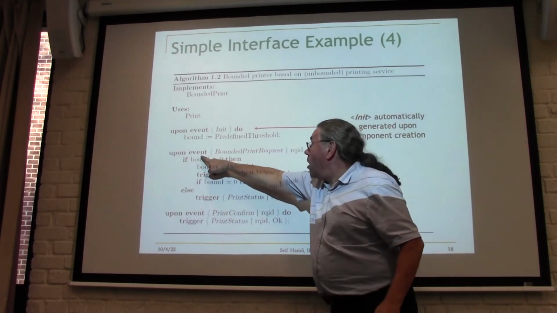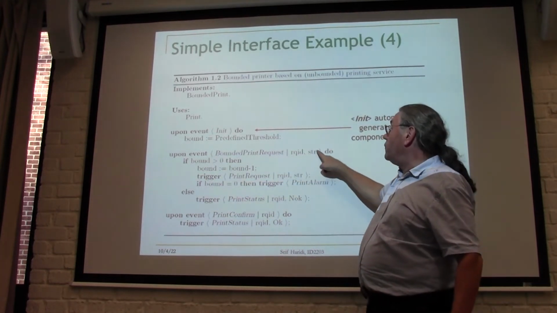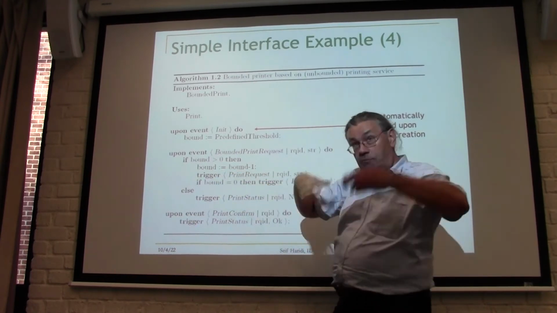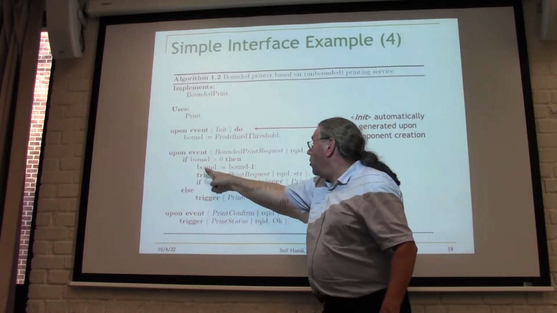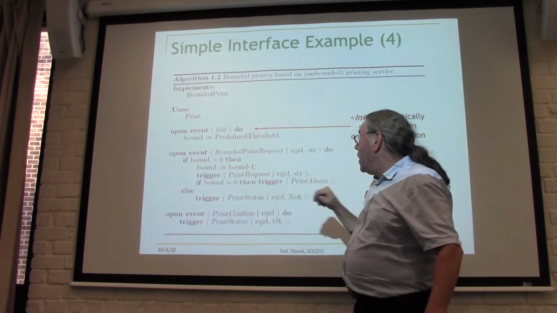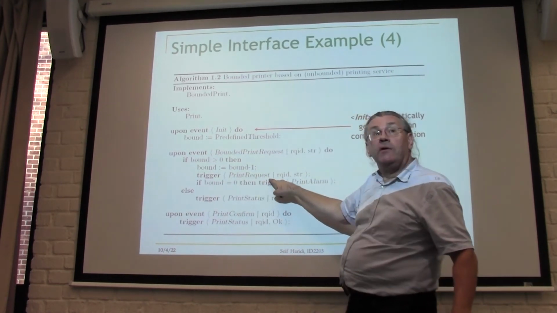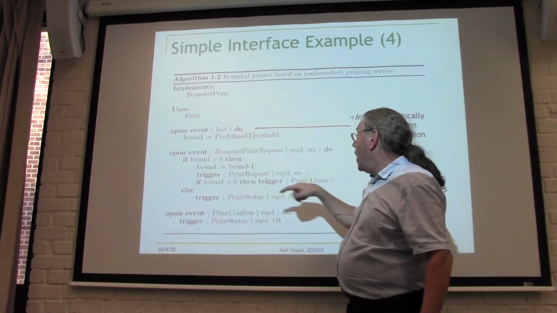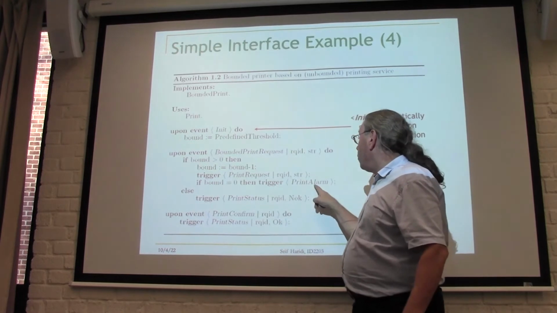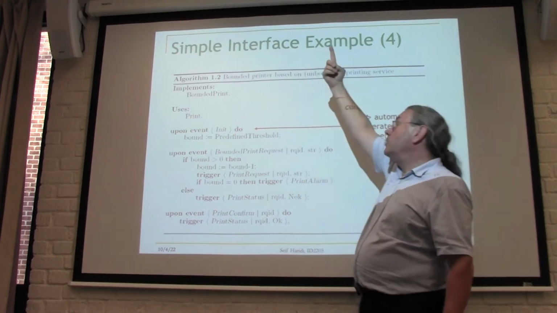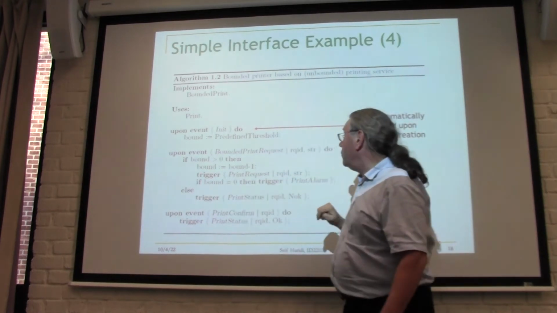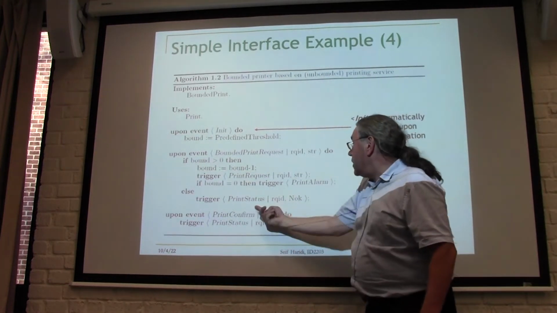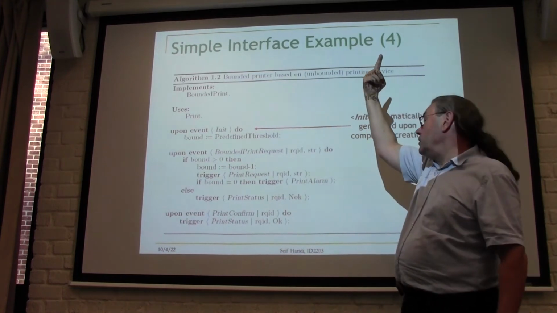And then you have upon event bounded print request. If the bound is greater than 0, then I decrement the bound. So I'm just doing pseudocode: bound gets bound minus 1. I do a print request. This is going down to the print module. And then if the bound is 0, then I do print alarm. This is going up. This is the alarm when I reach the threshold. And if the bound is not greater than 0, I will immediately send a print status not okay.